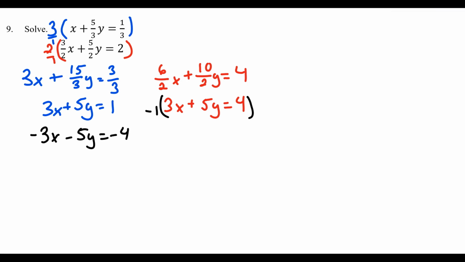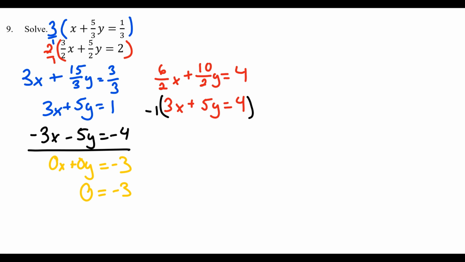So now I'm just going to add these two together. And I'm going to get 3x minus 3x, which is 0x. 5y minus 5y is 0y. 1 minus 4 is a -3. Well, these two just canceled out and gave me 0 is equal to a -3. Okay, so all of my variables canceled out.